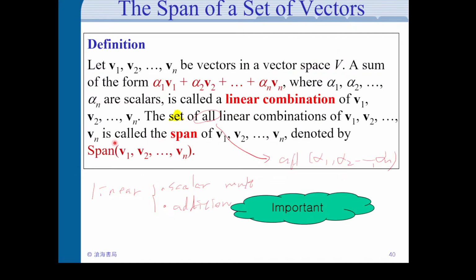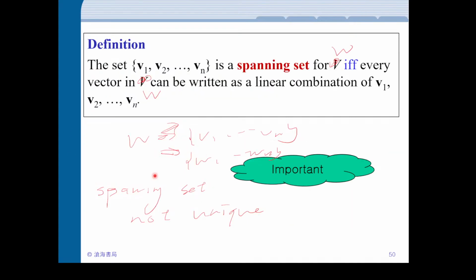Span is just a function. It's not one-to-one, but it's a function. So you have a set of vectors, and you can find a unique span, a unique subspace. But for a subspace, you can find many different spanning sets. Finding different spanning sets is something that we'll study basically the rest of this chapter. How do you find the basic set of vectors to span your subspace?